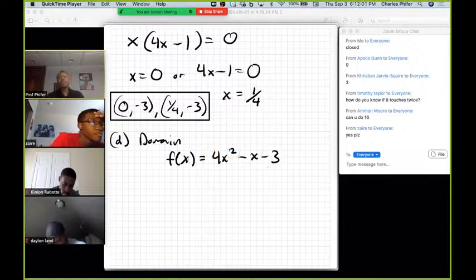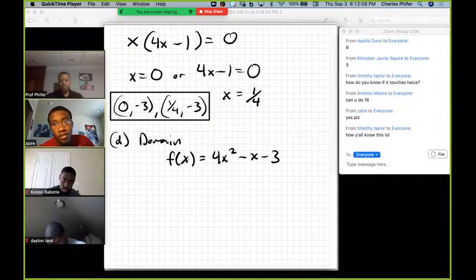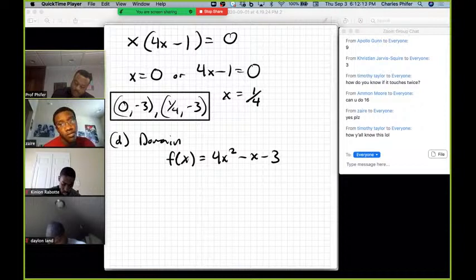Okay, so if we have a U-shaped graph, what's the domain of a parabola? What's the very left to the very right? Negative infinity. Right, so the domain in this case is going to be all reals. Okay.